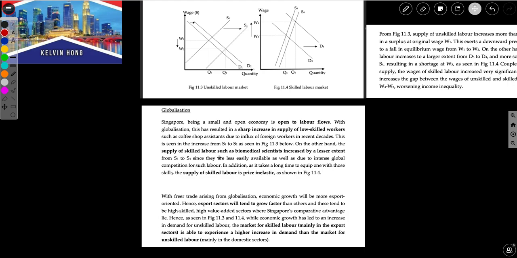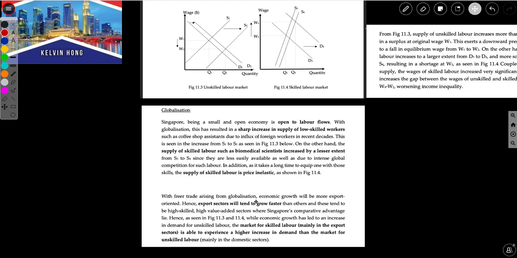So as a result, the supply is increasing as well, but not by so much compared to the non-university grads market. And in addition, for supply of skilled labor, it takes a longer time to train one, and so the supply of skilled labor is more price inelastic than that of the non-university grads. And later on, we will see that this point will contribute to the widening of the wage gap. Now, this is on the supply side. So now we're going to look at the demand side.